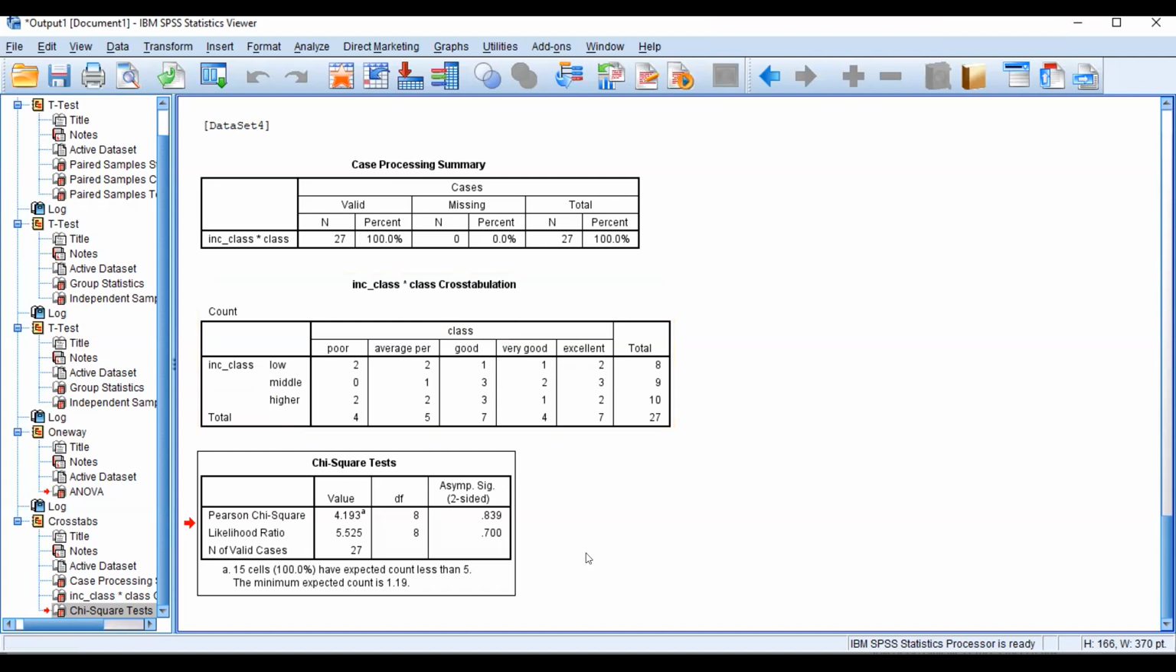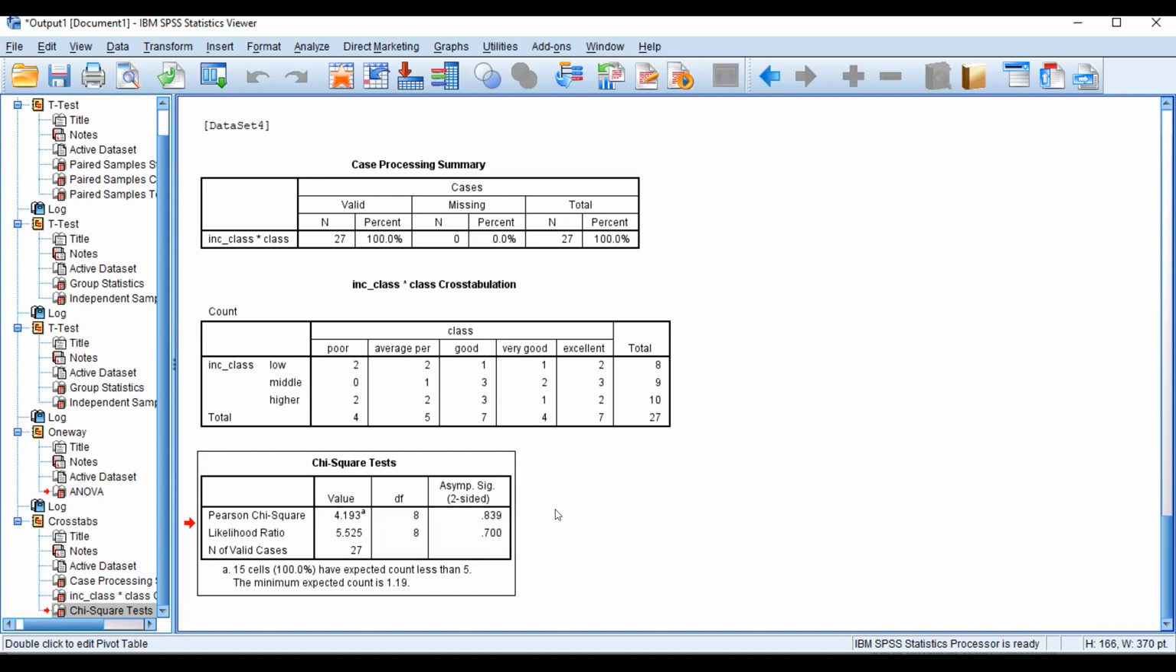Okay, and after that, this is the chi-square test output, the last one. The arrow is marked. Here it is 0.839. Likelihood ratio is 0.7. We have to check the Pearson chi-square value, that is 0.839. Again, it is more than 0.05. If it is more than 0.05, then what do we need to do? We need to accept our null hypothesis.